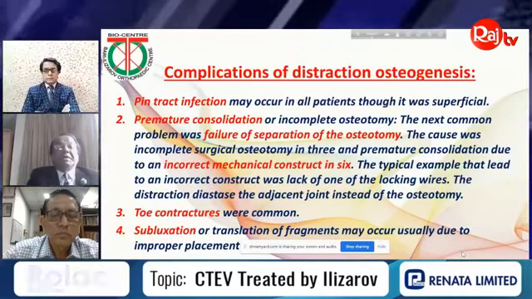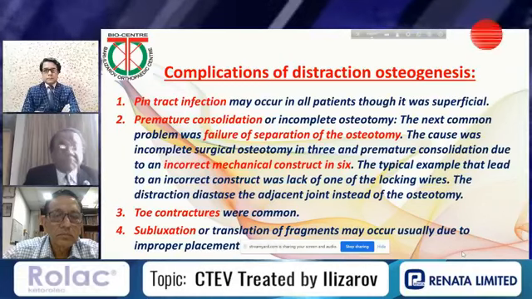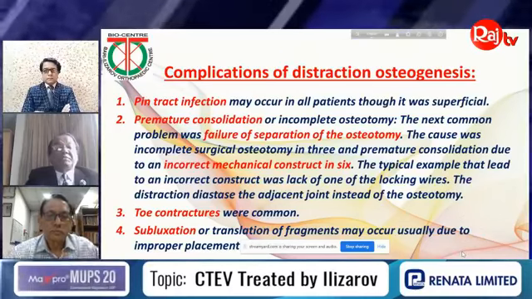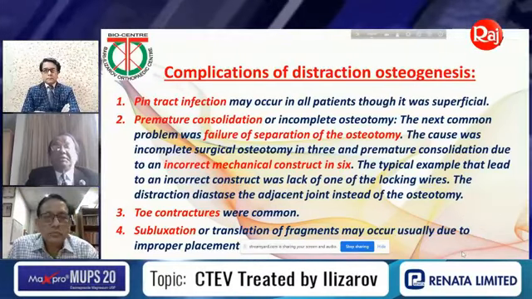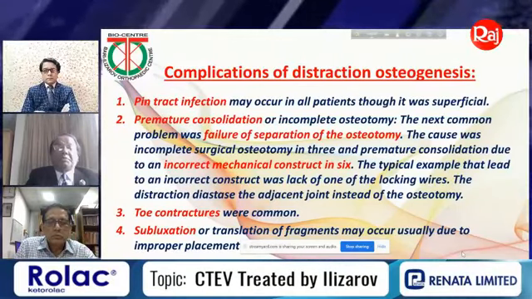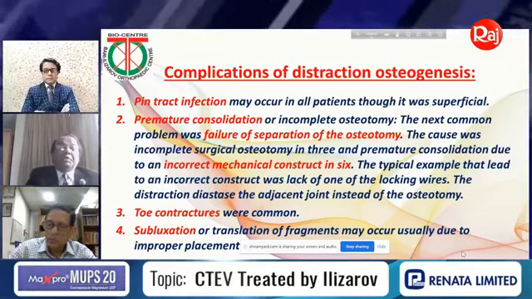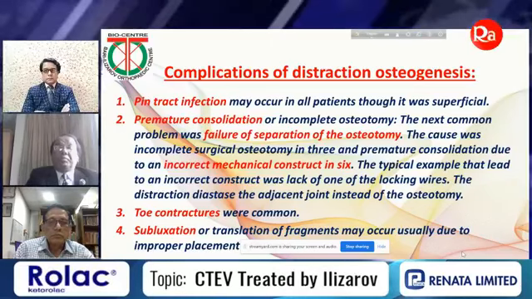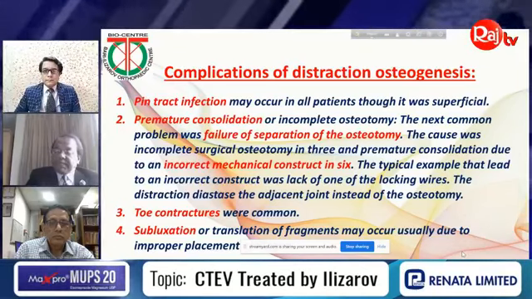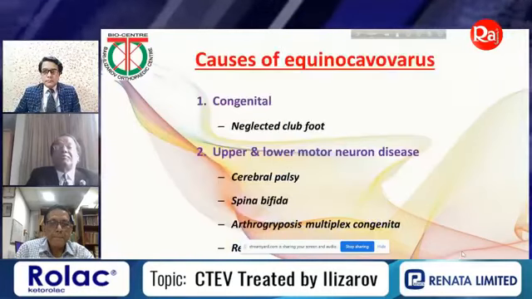And dear friends, in every surgery, there are complications. Whenever you see the complications during distraction or after application of the Ilizarov, you can correct all these complications. Pin track, this is nothing. Premature consolidation or incomplete osteotomy, if you see, you can go for a second osteotomy. True contractures are common. That's why we go for putting the 1 or 1.5 K wires through the phalanges up to the metatarsals. And sometimes when you are doing the distraction, you will get the subluxation or translation of the fragments.